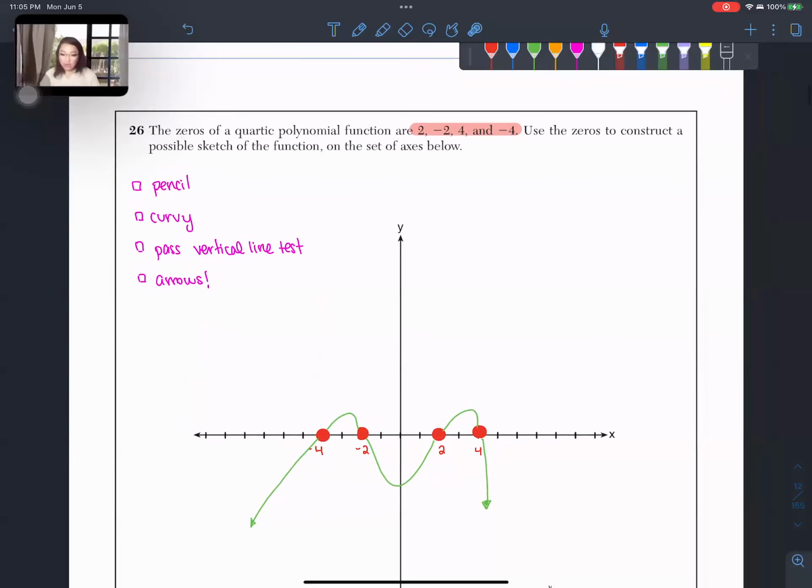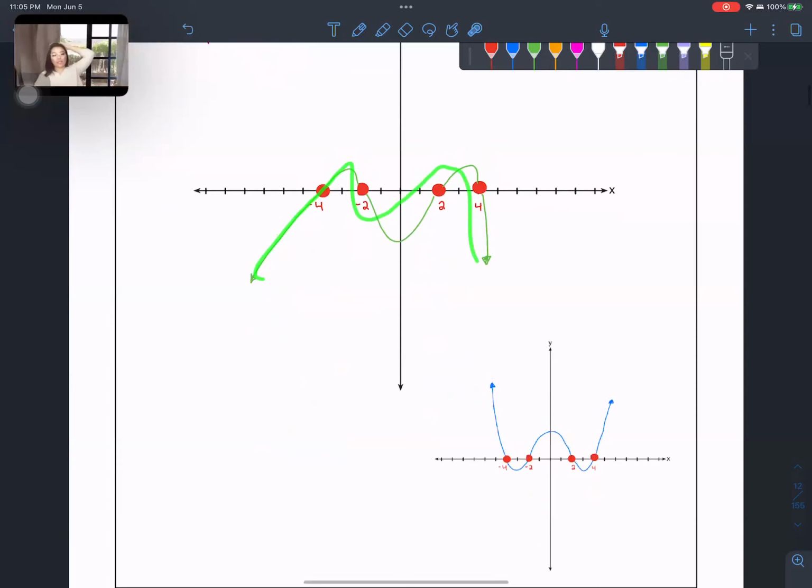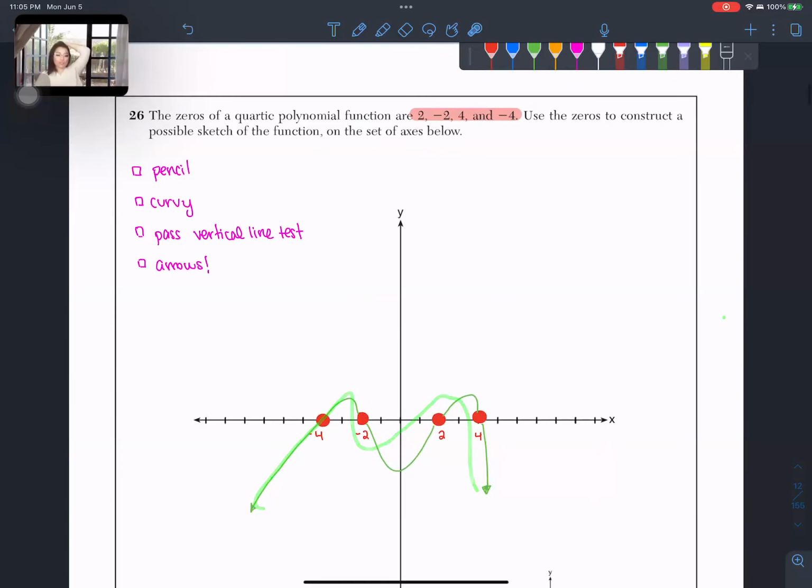So this one you have to do in pencil because it's a sketch. You can use an M-ish shape or a W shape. Just make sure you have arrows, make sure it's curvy, and it passes the vertical line test. What that means, friends, is nobody should be drawing this. That's not okay, because first of all, it's too sharp. All polynomial functions are very curvy, and they pass the vertical line test. So you shouldn't have one that's very straight.